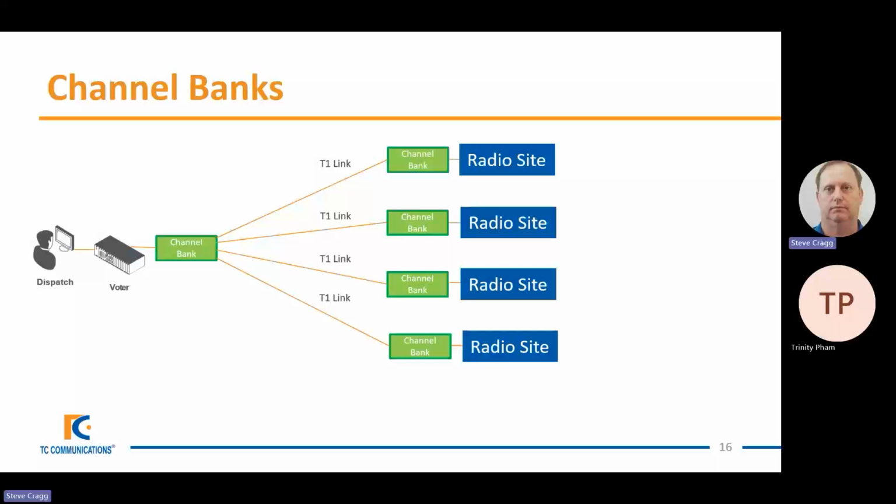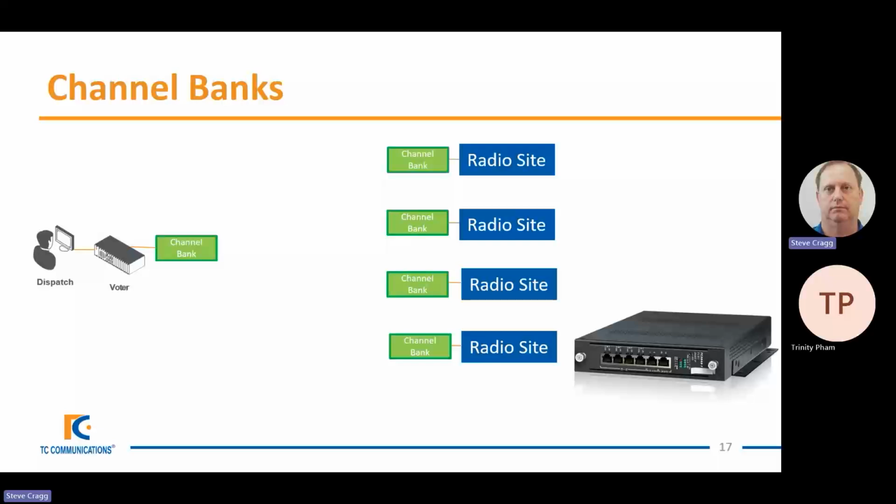With channel banks, this again is a common solution that we see out there, and in this case, rather than a single radio channel, we actually have a radio site. Channel banks typically were capable of handling up to 24 analog channels, putting all of those into a single T1 link. And that's what's shown here. So this is something that we see quite a lot as well. And there's a number of ways that you can actually address this.